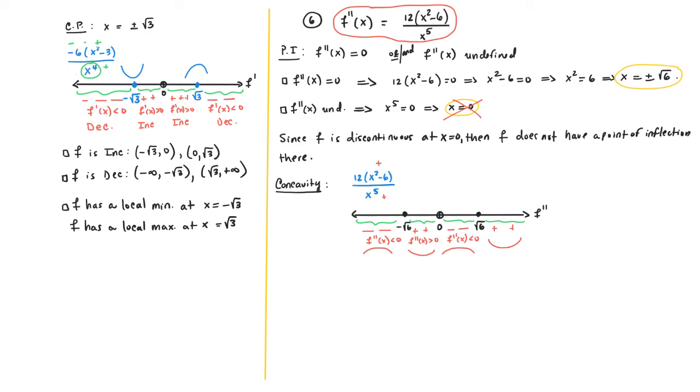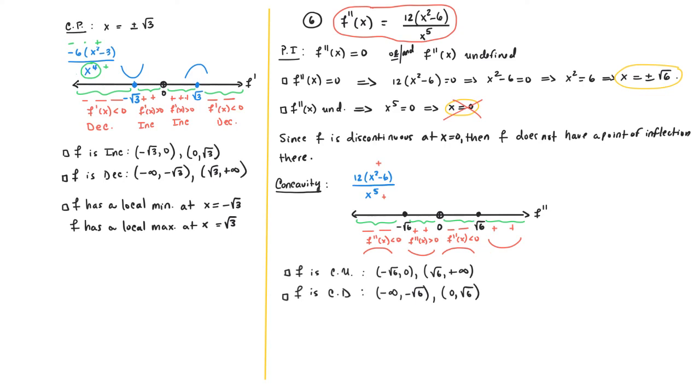So now I can state the concavity of my graph. I will say that f is concave up in the interval from negative root 6 to 0, and then root 6 to positive infinity. We will say that f is concave down in the interval from negative infinity to negative root 6, and then 0 to the square root of 6. And then I notice that concavity changes at the possible points of inflection. At negative root 6 and positive root 6, we have a change in concavity.